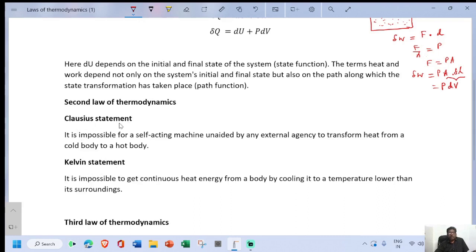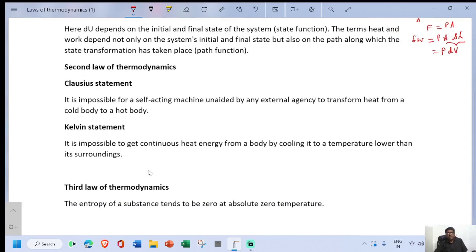In the case of the Clausius statement, it is impossible for a self-acting machine unaided by any external agency to transfer heat from a cold body to a hot body. Without the help of an external agency, it is not possible for us to transfer heat energy from a body at a lower temperature to a body at a higher temperature. This is the Clausius statement.